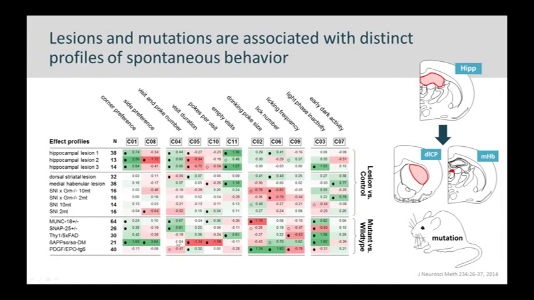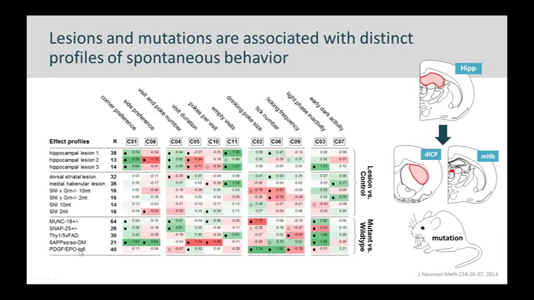Let's focus on one mutant line, which is a double mutant that is deficient for both the beta-amyloid precursor protein and its related protein APLP2. If you look at the changes that this mutation introduced, you can see a high degree of similarity to what hippocampal lesions do, but there are also some differences on some of the components. So this mutation produces a pattern of changes that is similar but not identical to what we see with hippocampal lesions.